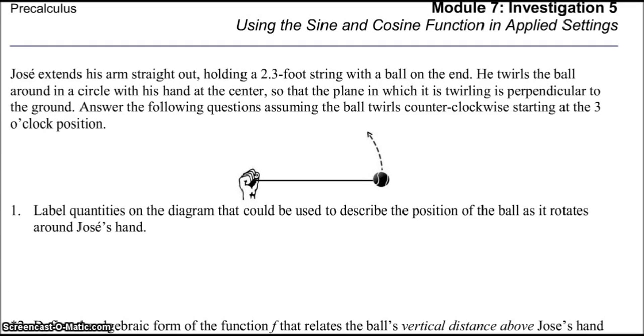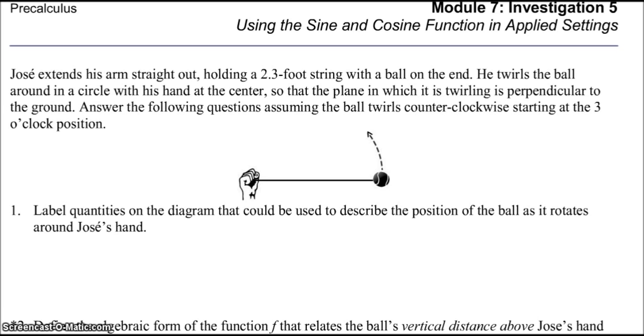Module 7 Investigation 5. Using the sine and cosine function in applied settings. Jose extends his arm straight out, holding a 2.3-foot string with a ball on the end. He twirls the ball around in a circle with his hand at the center, so that the plane in which it is twirling is perpendicular to the ground. Answer the following questions, assuming the ball twirls counterclockwise, starting at the 3 o'clock position.